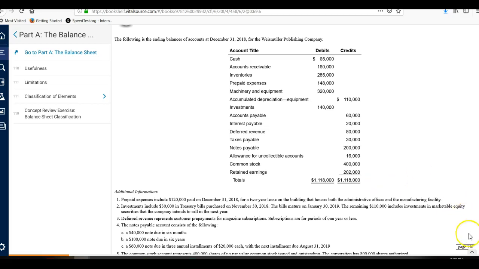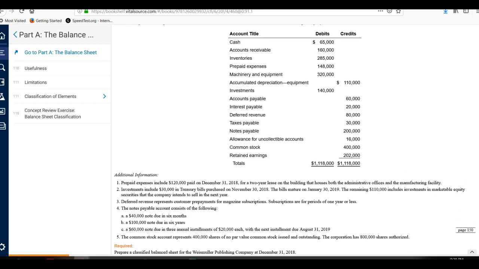Then it also tells us investments include $30,000 in treasury bills purchased on November 30th, 2018. The bills mature on January 30th, 2019. The remaining $110,000 includes investments in marketable securities, equity securities, that the company intends to sell in the next year.